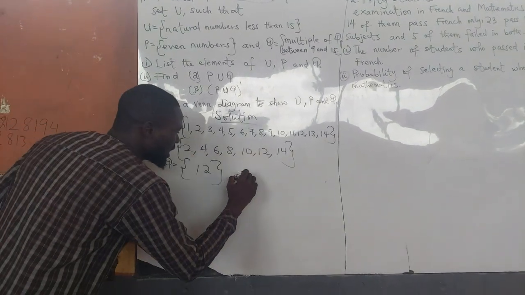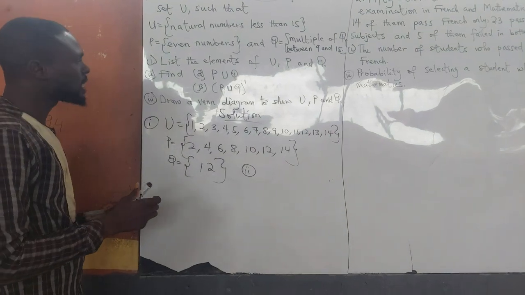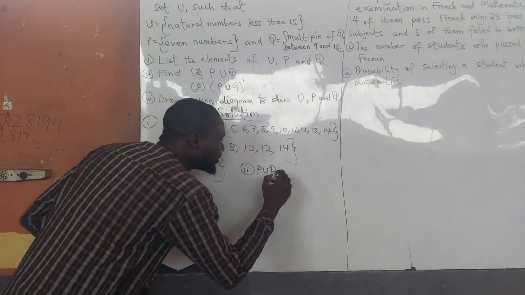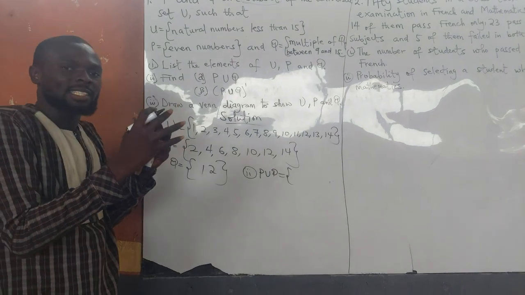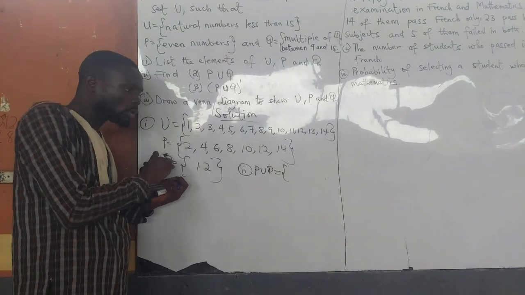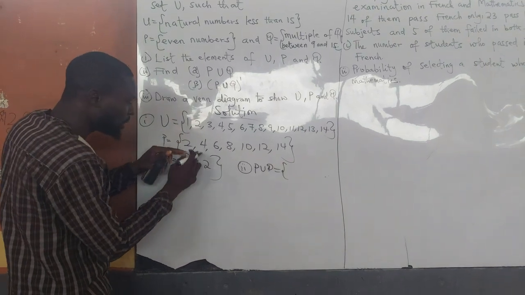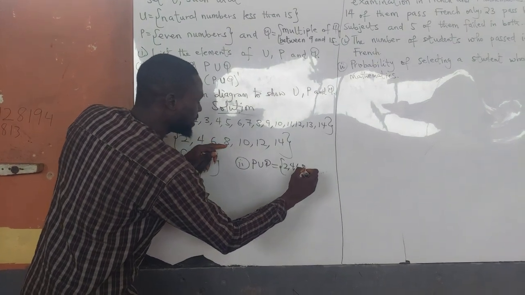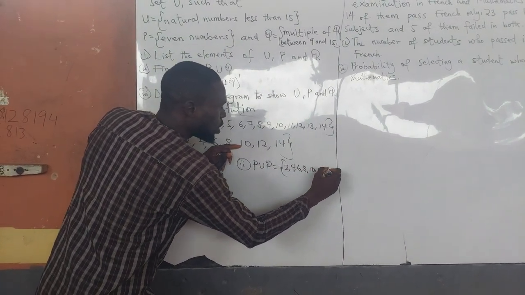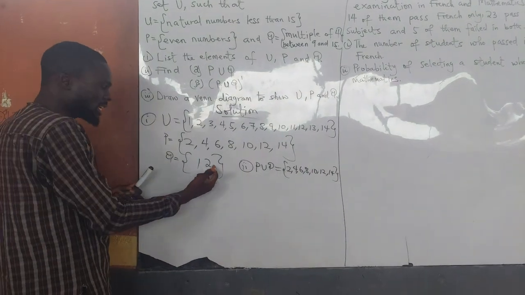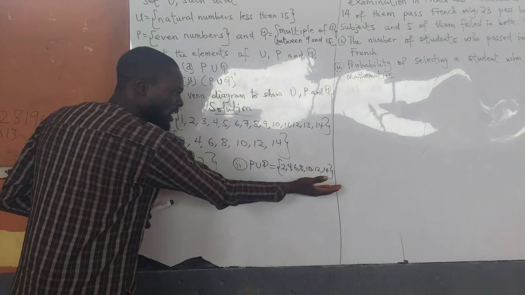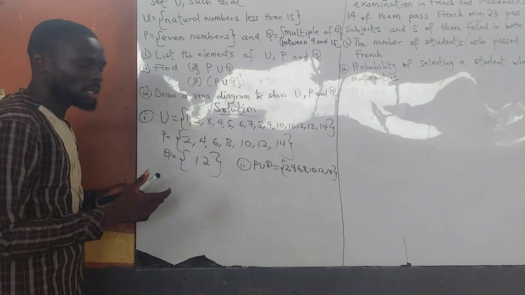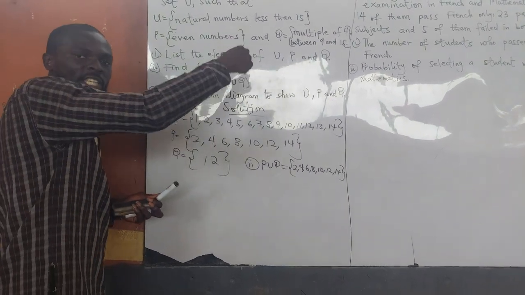Now what is the next part saying? Let's do it here. It said find P union Q. With P union Q, it means combine P and Q together. So if you combine P and Q, you have 2, 4, 6, 8, 10, 12, and 14. Now this 12 that you have here, you don't repeat it. You just write the 12. So P union Q is more or less like P.